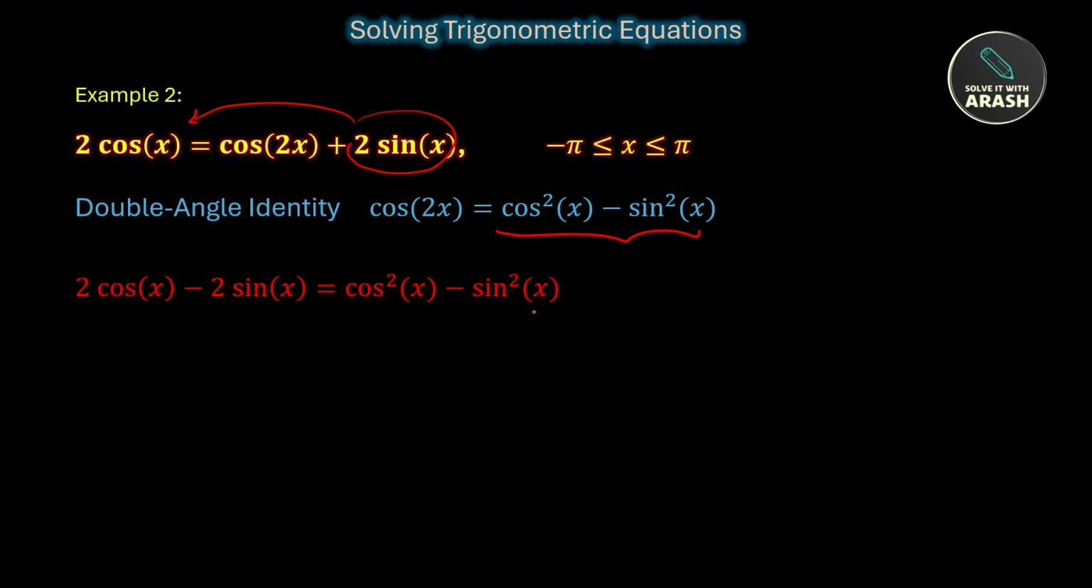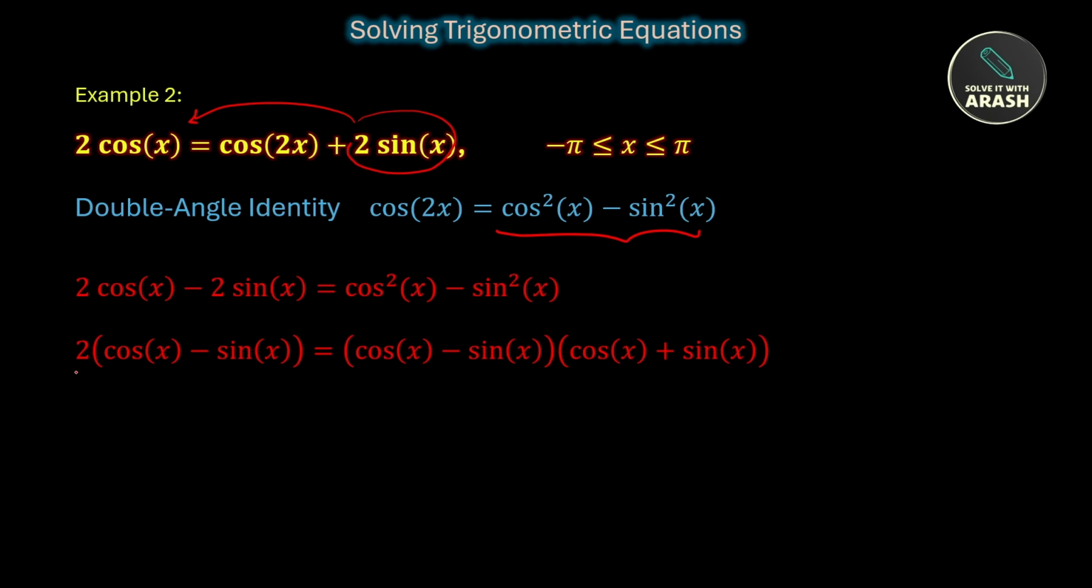Now, if you look closely on the right-hand side, we have cosine squared minus sine squared. It's like a squared minus b squared, which is the difference of squares, and I can use that to factor the right-hand side of the equation. Also on the left-hand side, I can factor out 2 from 2 cosine and 2 sine. Therefore, we're going to have this new equation: 2 times (cosine minus sine) equals (cosine minus sine) times (cosine plus sine).